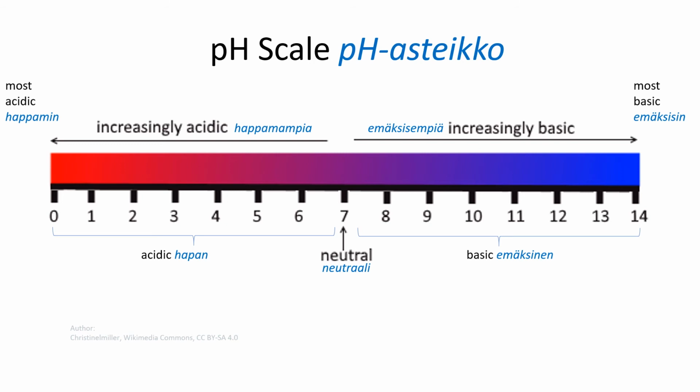The pH scale. pH is a compact way to specify the acidity of a solution. As this diagram shows, pH ranges from 0 to 14. pH values less than 7 are acidic, while pH values greater than 7 are basic. 0 is the most acidic, and 14 the most basic.